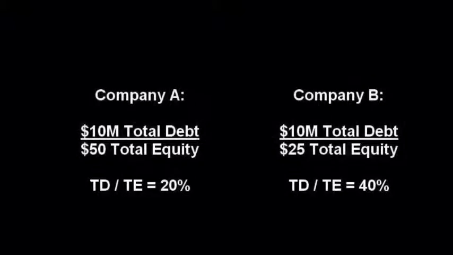For example, a company with $10 million in total debt and $50 million in total equity would have a total debt to total equity ratio of 20%. A company with the same level of total debt but only $25 million in total equity would have a higher ratio of 40%. The first company has less debt in their capital structure and possibly less risk to equity investors.